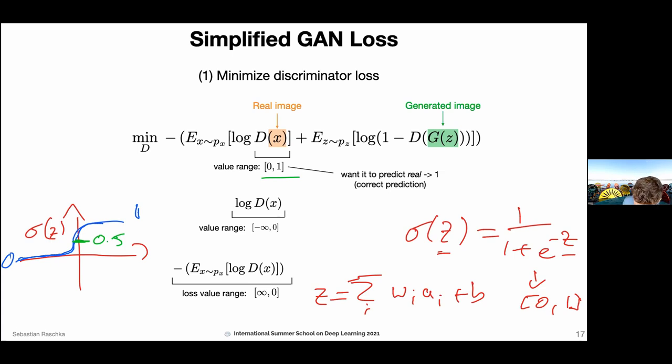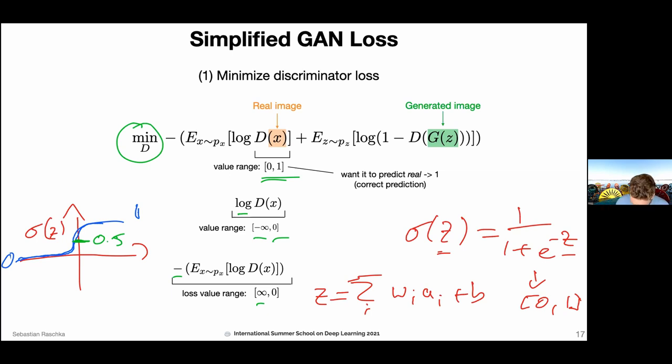So for the real images, the possible output range is between 0 and 1, and we add the log in front. This turns into a minus infinity to 0 range, because the log of 0 is minus infinity and the log of 1 is 0. Then when we add this minus in front, this turns into infinity to 0. And we want to minimize here, right? So this is a minimization problem. You can think of this as a loss function that we want to minimize.